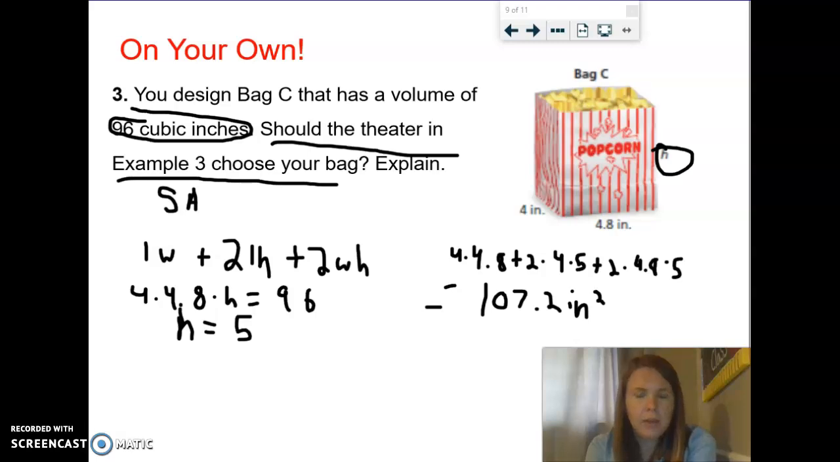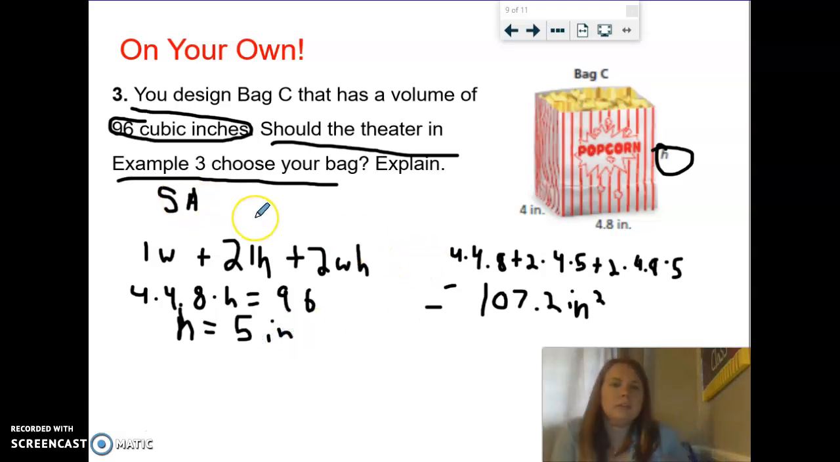All right, so with coming back, what is happening here is what I did first is I solved with my volume, okay? So I just set it up as your length times your width times your height. I don't know my height. I didn't show all my steps, but I figured out what 4 times 4.8 was, and then I took that number and did 96 divided by it, and I get an answer of a height of 5, so 5 inches.